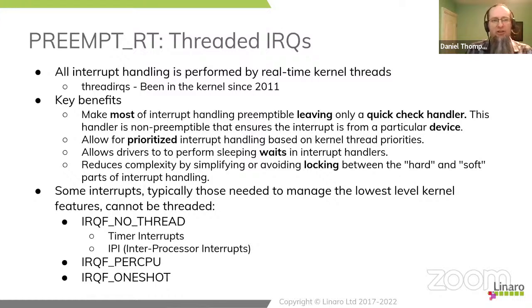There are some interrupts in the system that you cannot make threaded. So there are some things you explicitly say, I don't want threaded. So timer interrupts and interprocessor interrupts are both examples of things that you explicitly say, never thread this interrupt. Per-CPU things, which on ARM is primarily for the performance monitoring unit and some of the one-shot stuff.